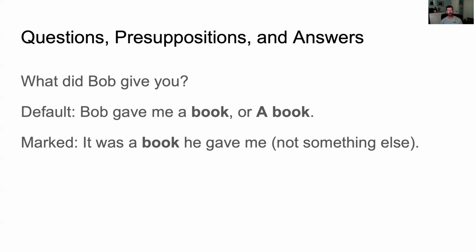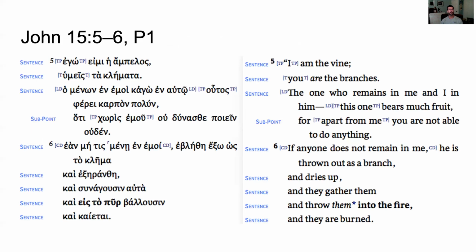And again, the marked form with the dummy subject would only be used in a context where you're correcting something. It was a book he gave me, not a backpack or a banana or something else. Let's take a look at an example from John 15, where you have a series of topic comment clauses, really quick switches of topic.